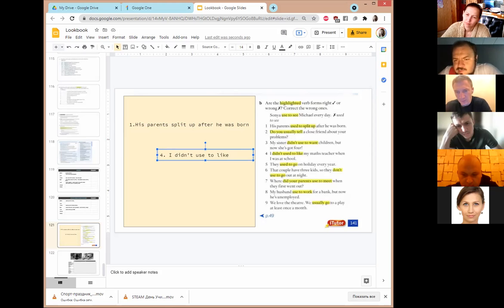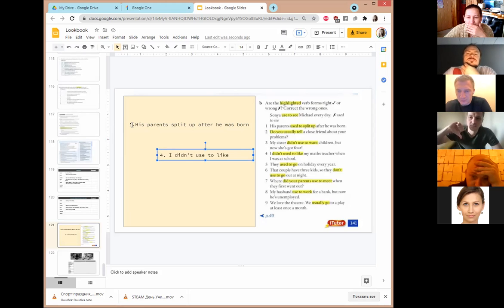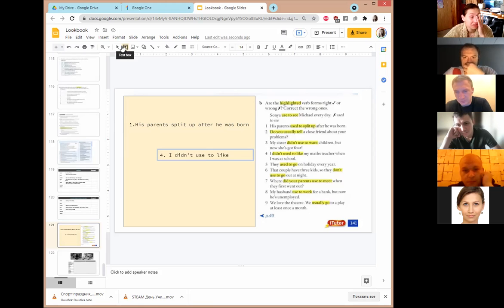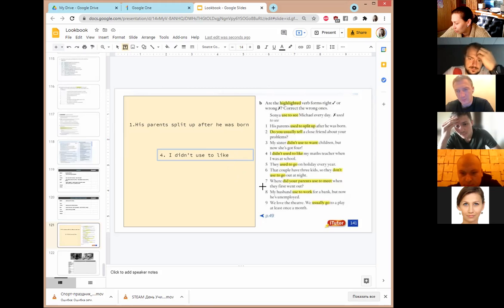Vova? That couple have 3 kids, so they don't used to go out at night. Is it okay? No, it's not okay. Let's change it so that it makes sense. They didn't used to go. But they have 3 kids now. They can't go out. They shouldn't go. Они не привыкли гулять по вечерам.